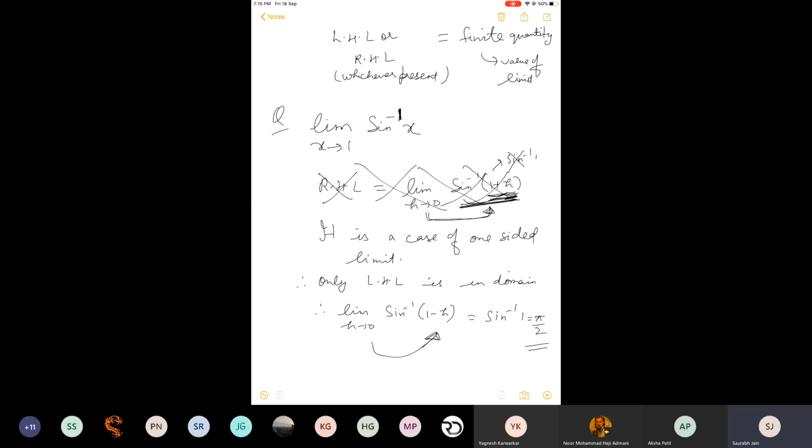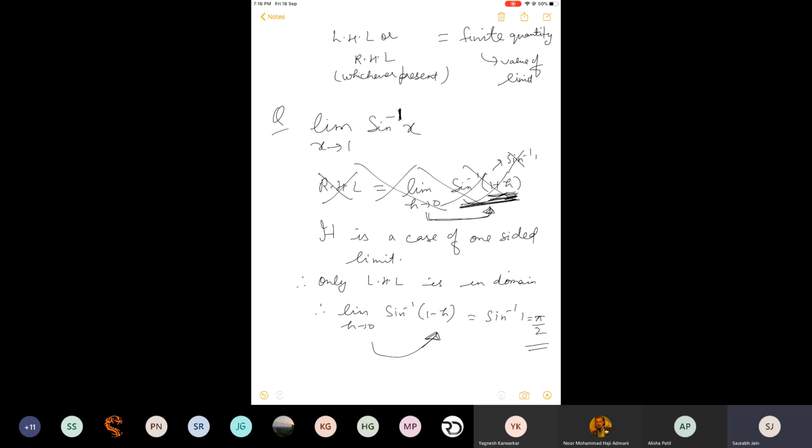got the right answer by solving it in a wrong way, because you actually calculated the RHL and that does not even exist. So if it is a subjective paper and you write like this, you will get a 0, because the examiner will understand that you have no idea about domain and anything. So even if you think that your answer is correct, you will get a 0.